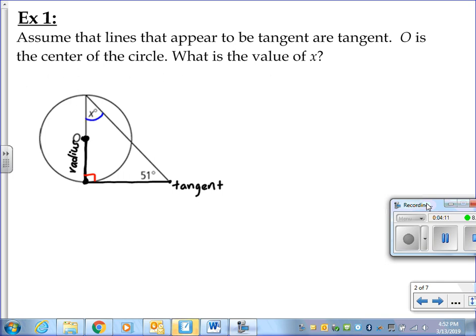That's what we're looking for. So if you just want to find that angle x, what are you guys going to do? You're going to add everything up to 180. So you can add up your 90 plus your 51. It's going to give you 141. And then you can just subtract from 180. So x will end up equaling 39 degrees.